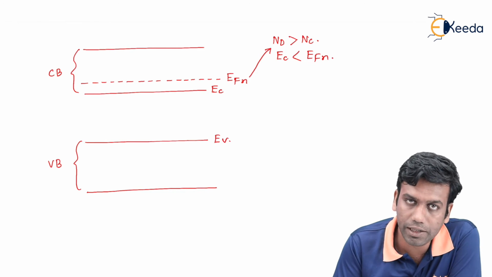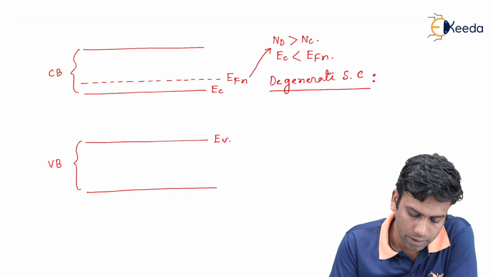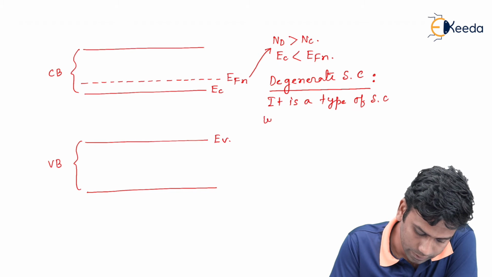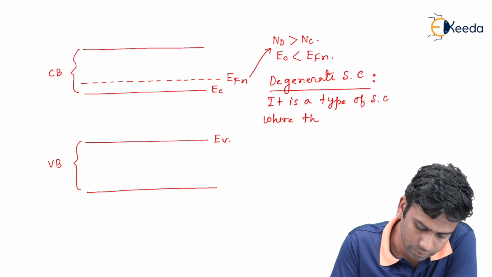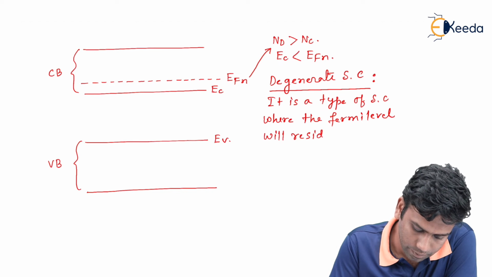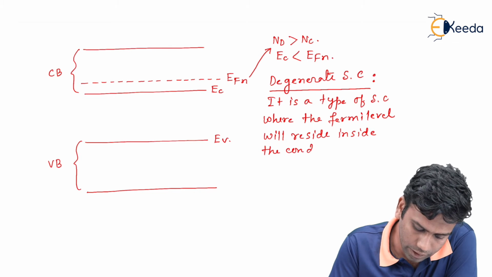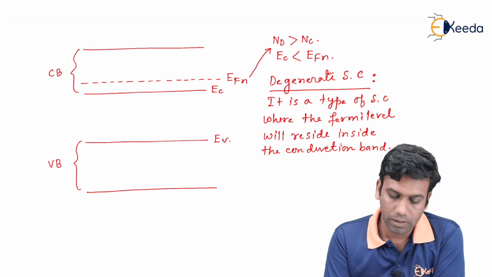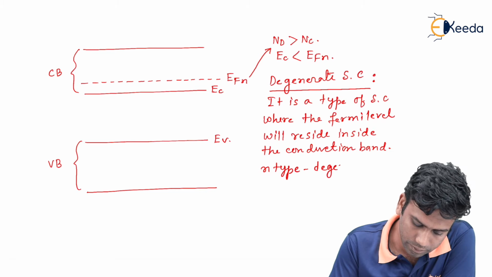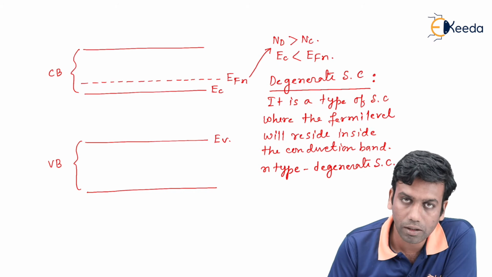So we can define the degenerate semiconductor in the following way. It is a type of semiconductor where the Fermi level will reside inside the conduction band. That's why it is called n-type degenerate. Now this is one type of semiconductor of n-type.